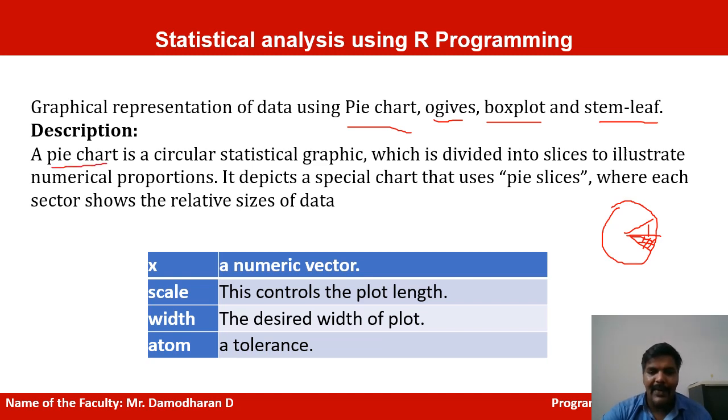In the pie chart the parameters are x as a vector value, a scaling value to plot the length, the range of width, and the atom value for tolerance. These are all the parameters we use when plotting the pie chart. Let's see the syntax.